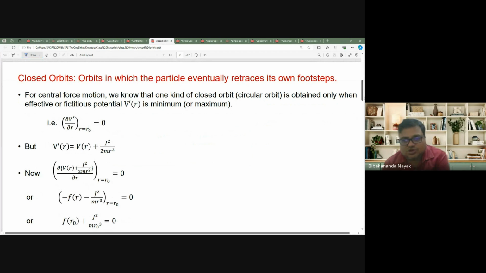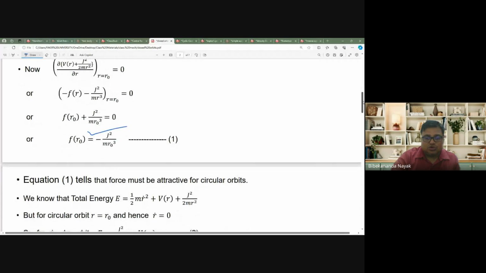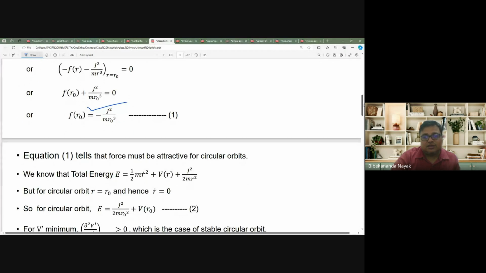For central force motion, we know that one kind of closed orbit, the circular orbit, is obtained only when the effective or pictorial potential is minimum. We already saw that one type of closed orbit is when the potential is minimum, the circular orbit. So if the potential is minimum, how do you calculate? Then its derivative will be 0, that is, del V effective by del r is 0. So taking its derivative and putting del V by del r as minus f(r), we found f at that point, f(r0), is equal to minus J square by m r0 cube. The equation tells that the force must be attractive for a circular orbit.